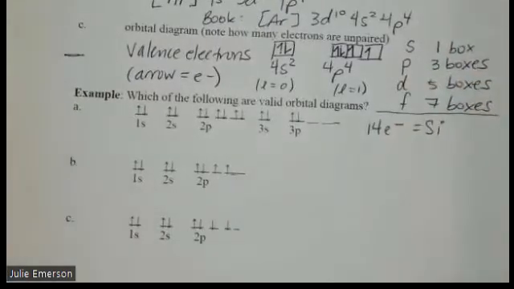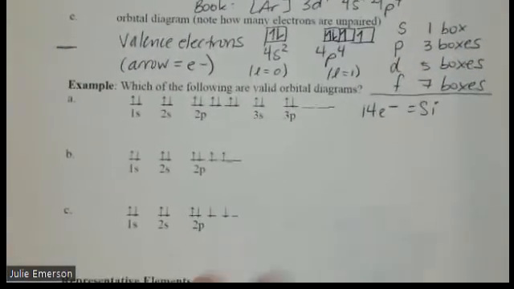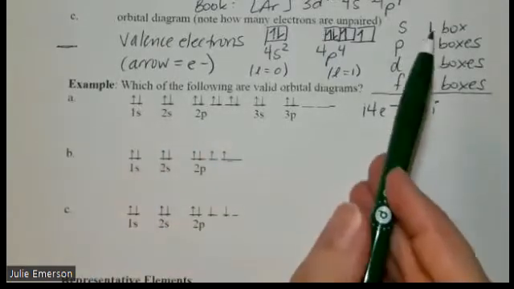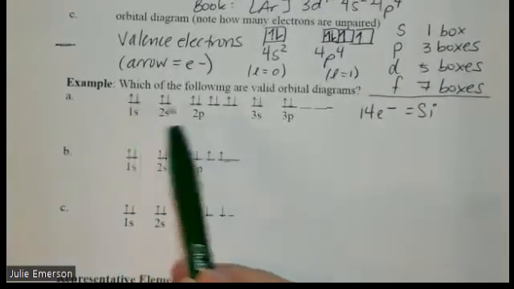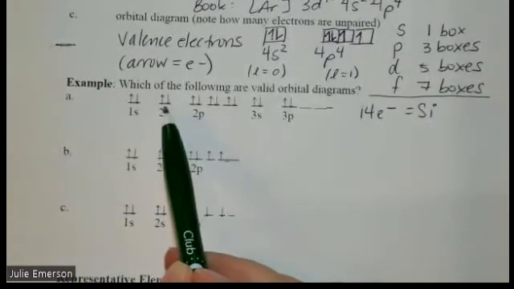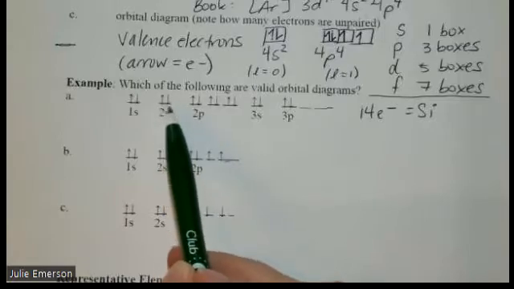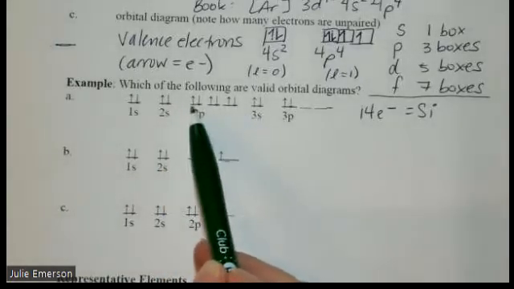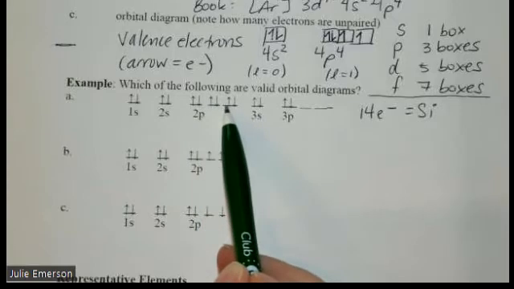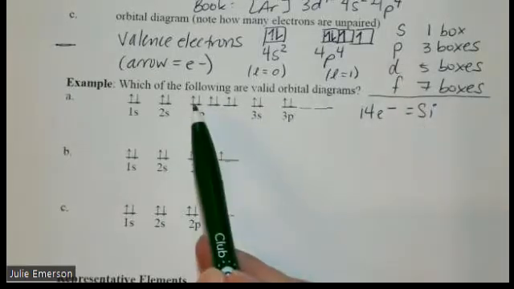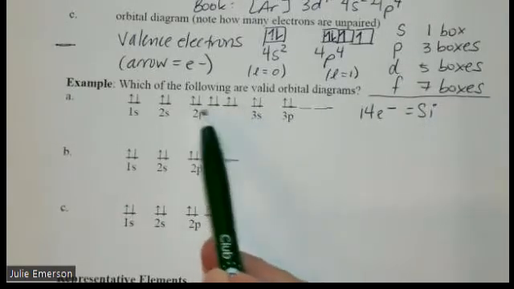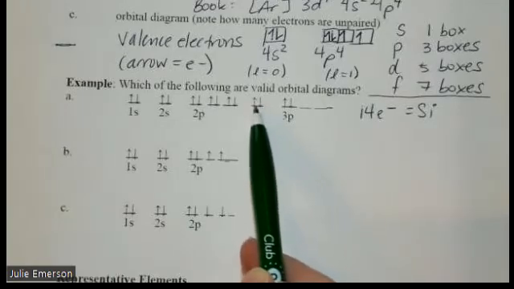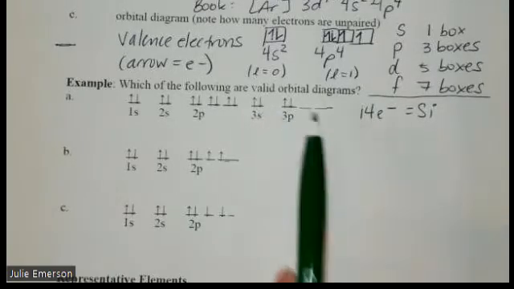Now let's talk about whether or not it's a good configuration. Everything starts out looking pretty good, right? 1 box for the 1s, we talked about that, 2 arrows, opposite spins. 1 box for the 2s, same thing, opposite spins, arrow up, arrow down. Then the 2p, there's 3 boxes here or dashes, right? 2, 4, 6, 3 spaces, right? Up, down, up, down, up, down. So that looks good. The 3s2, 1 space, 2 electrons in it, opposite spins, that looks good.